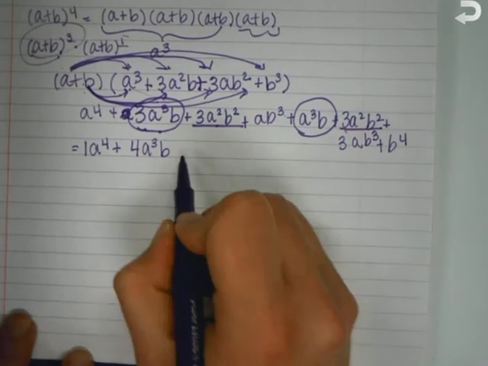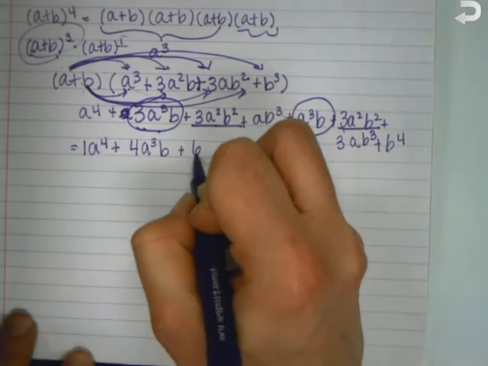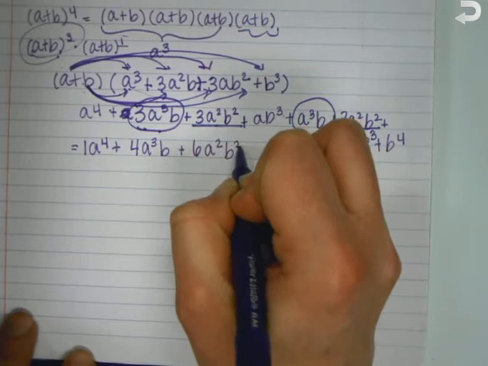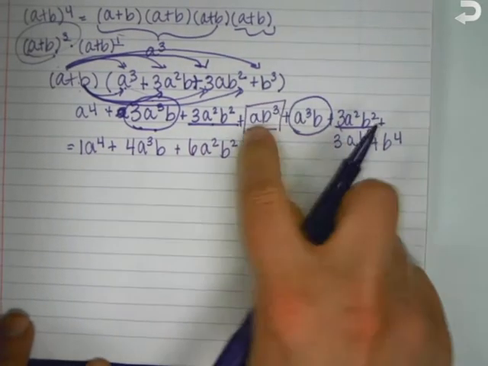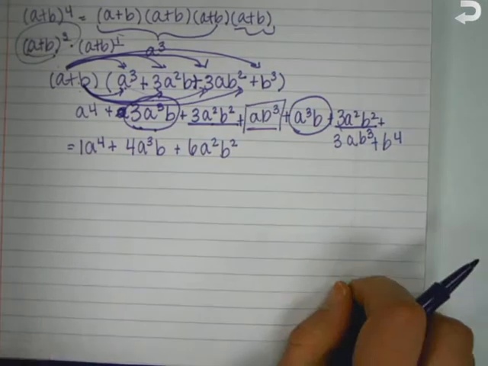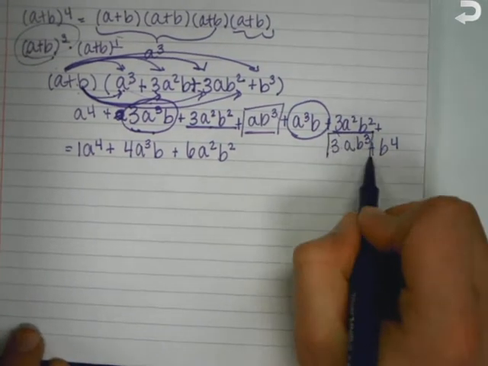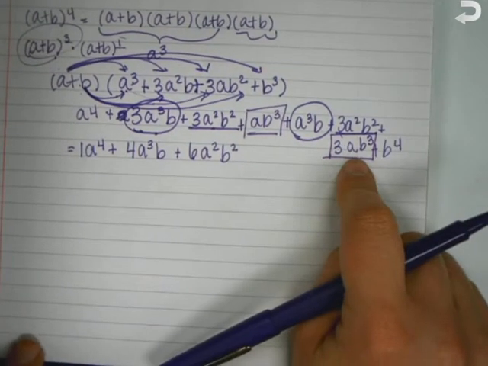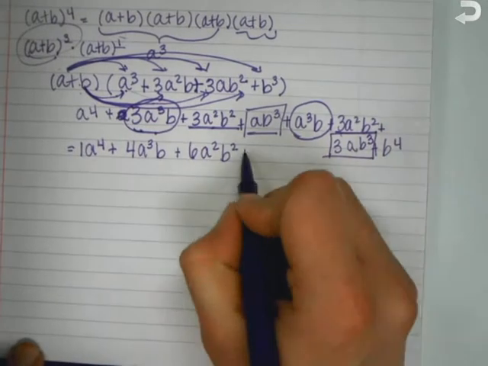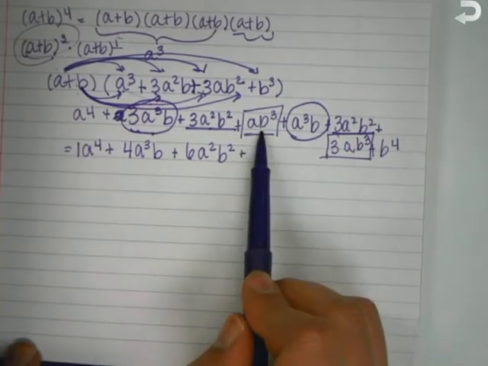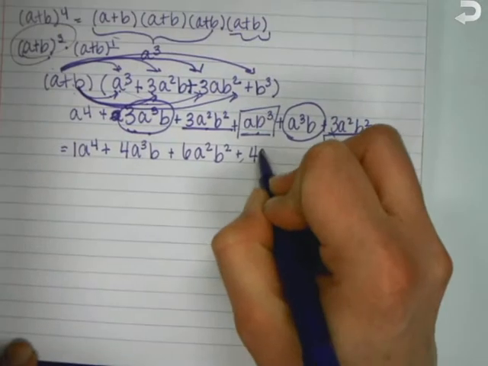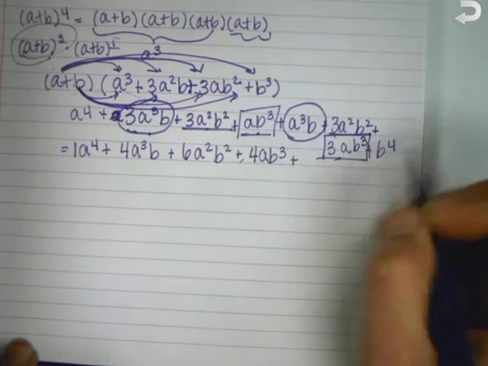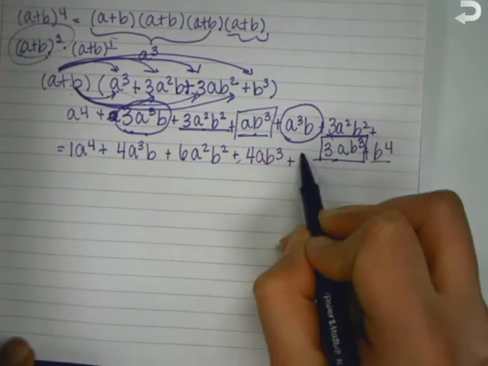And then ab to the third, and do you see any more ab to the thirds? There's a 3ab to the third. So what does that give me? 1ab to the third plus 3ab to the third, 4ab to the third. Plus whatever was left over, b to the fourth. Did you guys fill that in? Okay, let's fill it in. This is a lot of work, right?